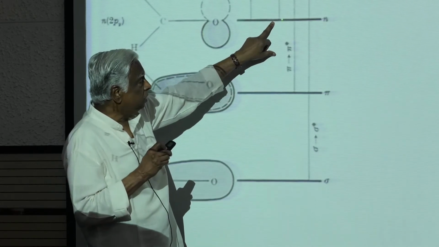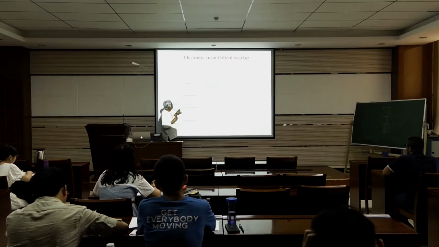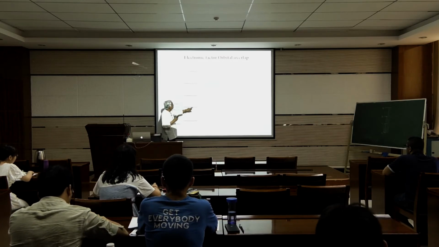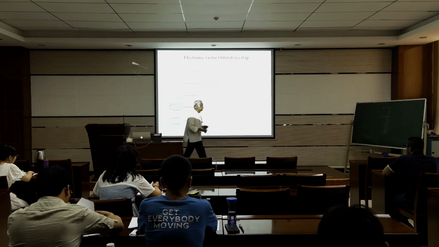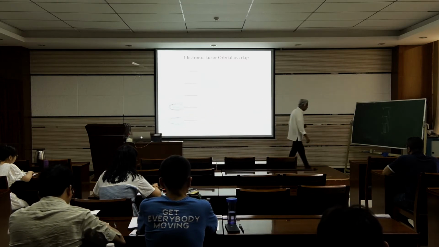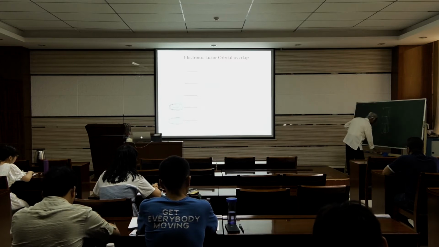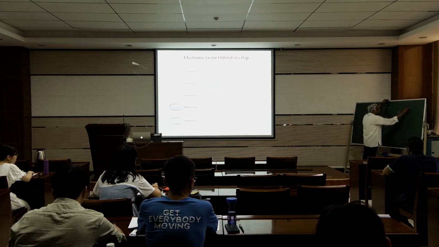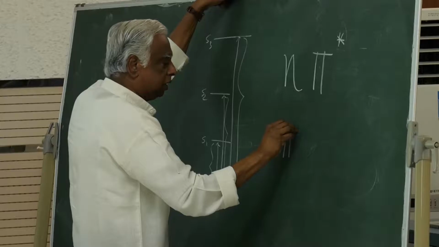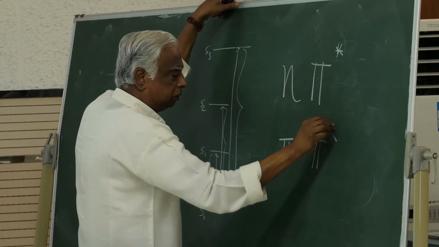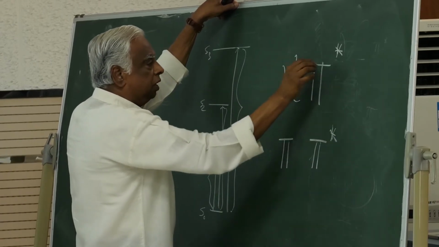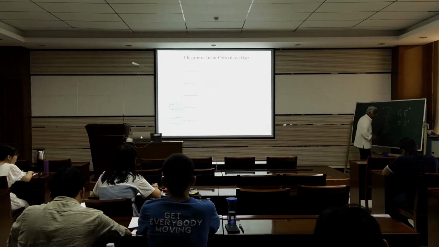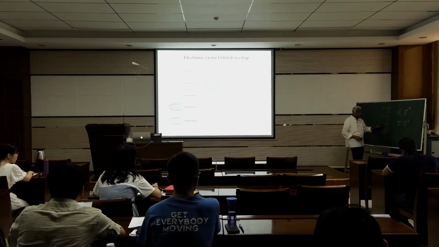So the electron from here can go to the corresponding pi star, or the electron from here can go to pi star. If you remember, yesterday we said there are two types of transitions. One is called n to pi star. The other one is called pi to pi star. That means there is one electron here and one electron here.